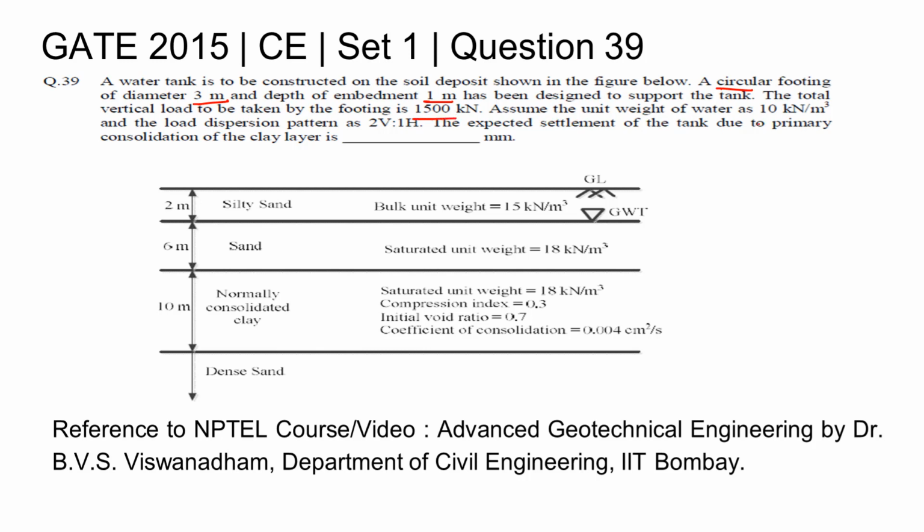Assume the unit weight of water as 10 kilonewton per meter cube and the load dispersion pattern as 2 vertical, 1 horizontal. The expected settlement of the tank due to primary consolidation of the clay layer is in mm. Reference to the relevant NPTEL courses or video has been cited.